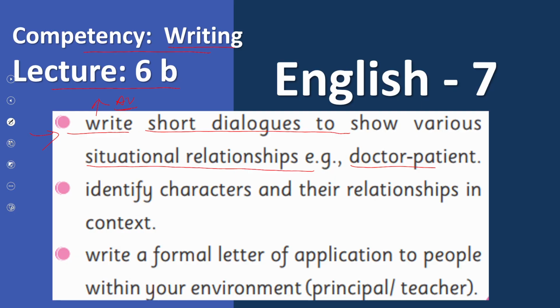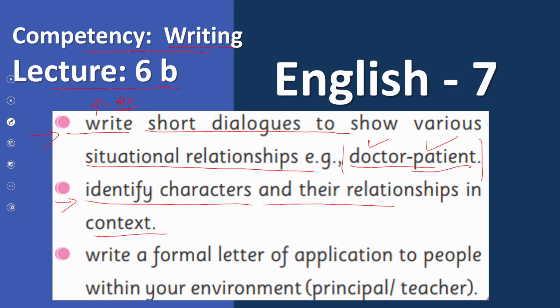Whenever you are going to write any dialogue, you must keep in mind the situational relationships. For example, if you are writing a dialogue between characters, the first one is a doctor and number two is a patient. So you must have in your mind, first of all, the situation, and then the relationship between the characters.